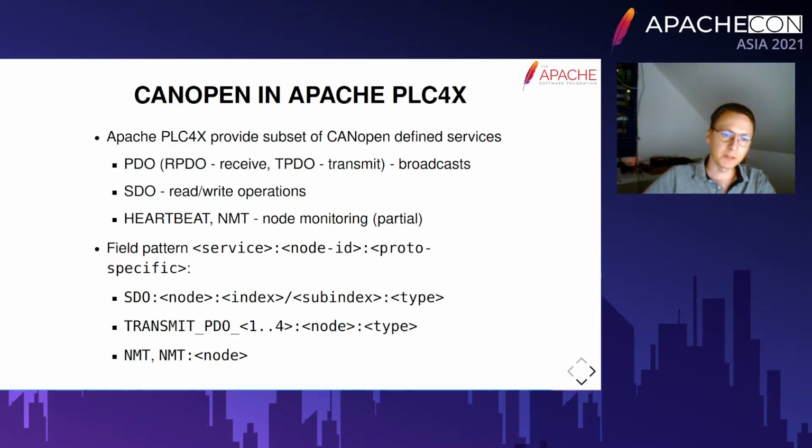And the field syntax for CANopen is service name, node ID, and then protocol specific part. So depending on the specific service, we might have different parts. For example, for SDO we have index and subindex, so those are object dictionary defined values. And for the transmit and receive PDO, we have 4 groups which serve as a prioritization, and then the node ID and the type of the data expected. And for node monitoring, we have either the monitoring for all of the nodes or a specific node.